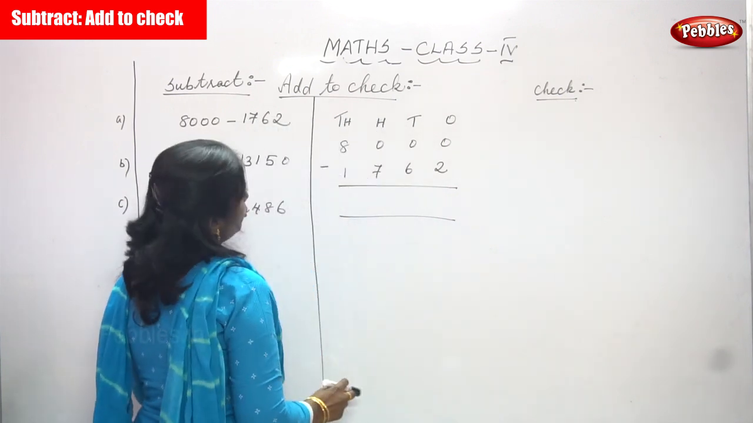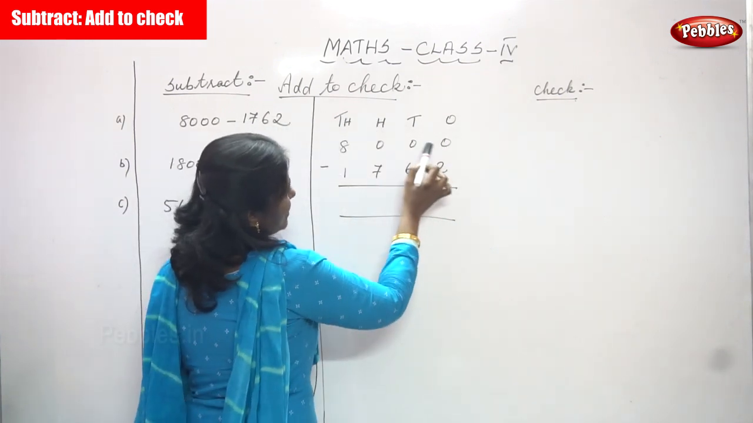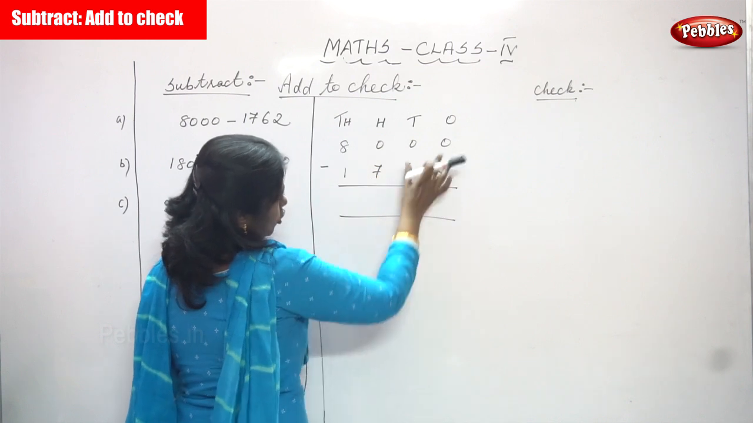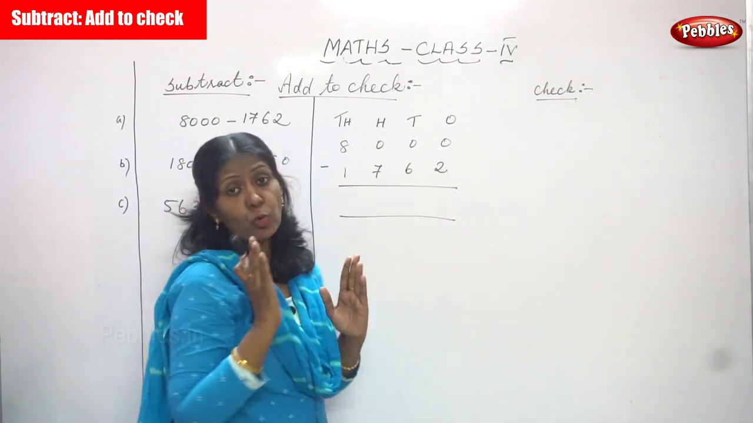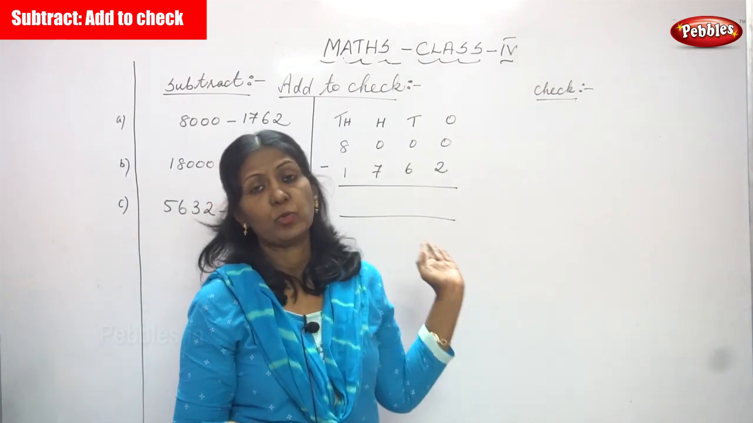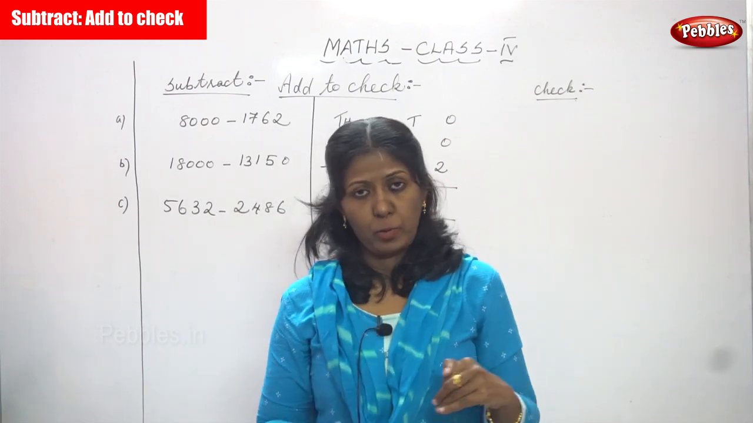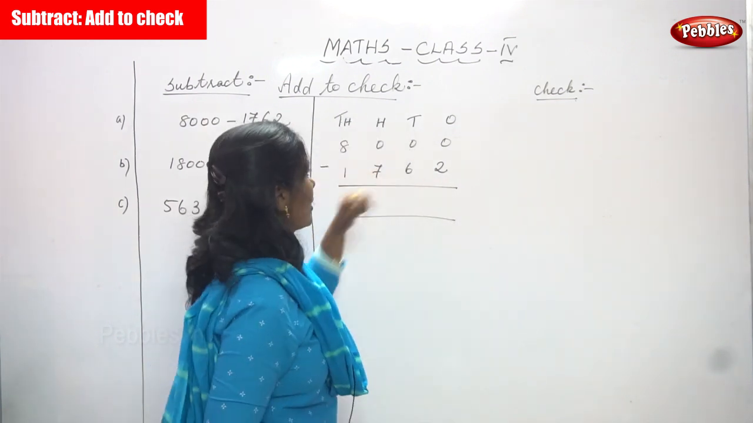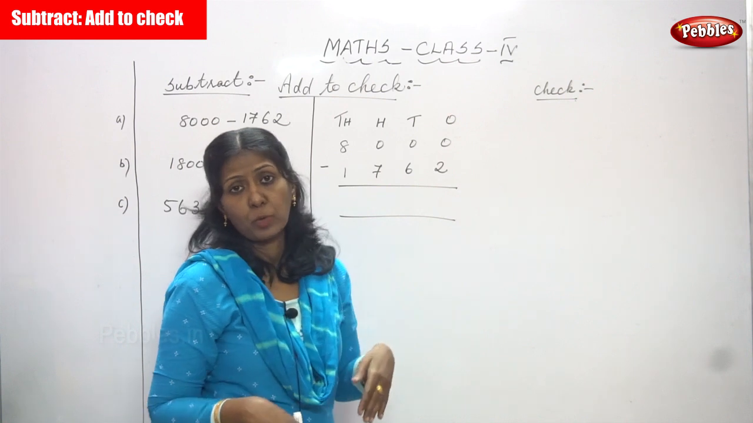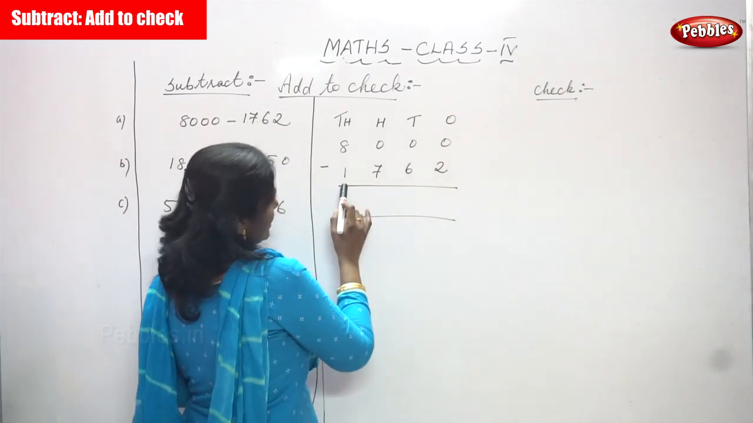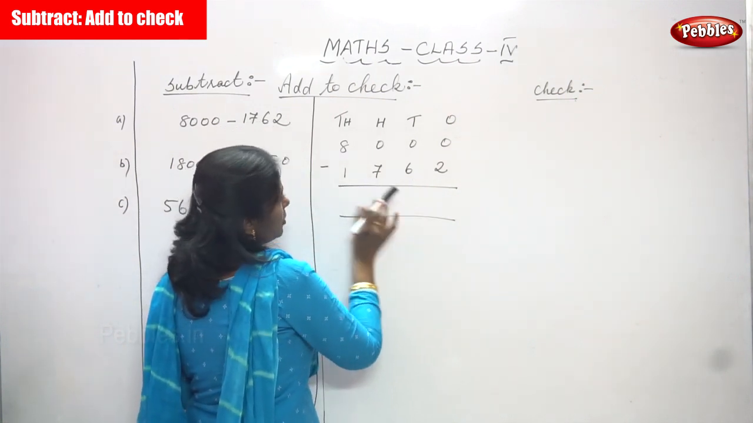So first you have to count the digits: ones, tens, 100, thousands. You have to write the place value always first. According to the place value, you have to write the numbers one by one. The first number you have to write on the top, and the second number you have to write below. Now the second number is 1762. This is the second number.